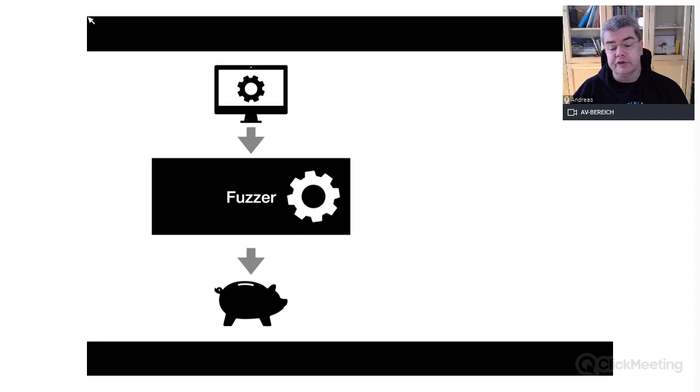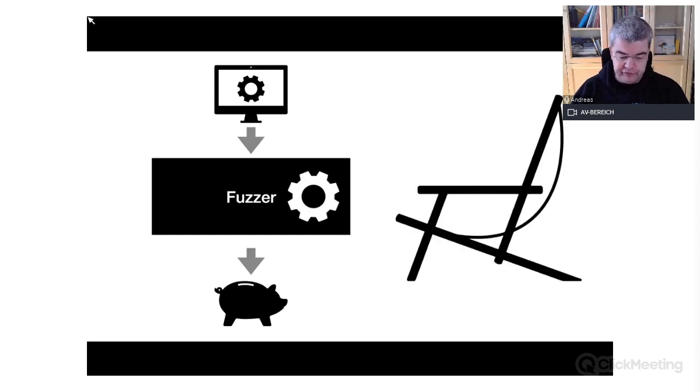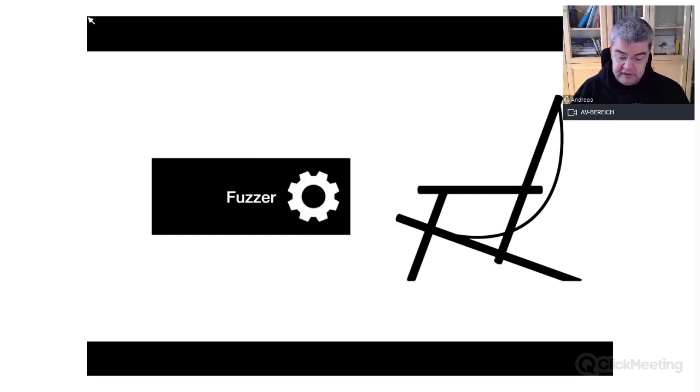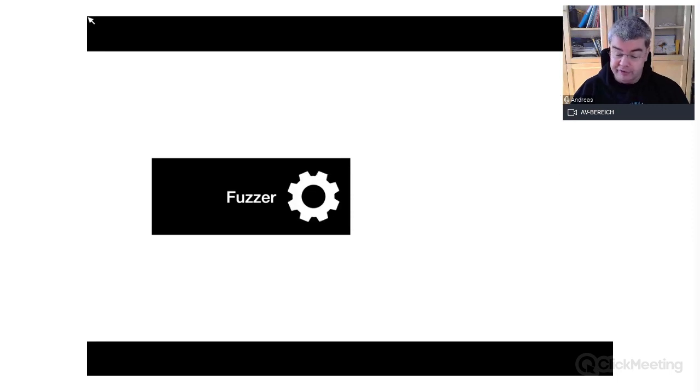And the really cool thing about a fuzzer, at least that's what we think, is that we can just sit by and relax while the fuzzer does everything automatically. The fuzzer does the work, earns money for us, and there we go. Unfortunately, in practice, that's not really what it looks like, because fuzzers are not as fast as you might think. In particular, they don't find bugs as fast as you think, so you may spend a long time waiting until you actually get anything out of a fuzzer.